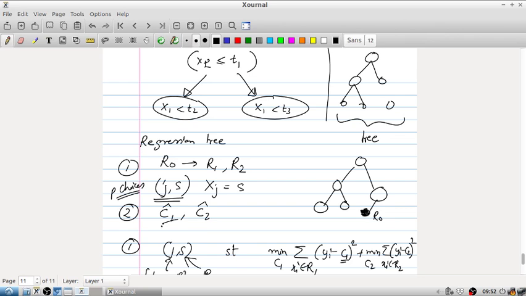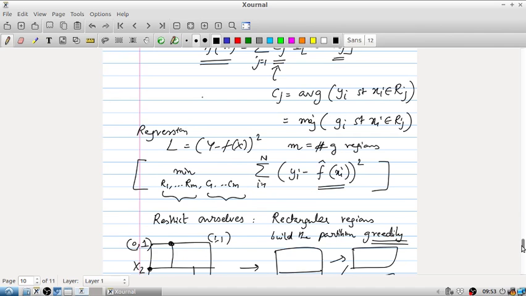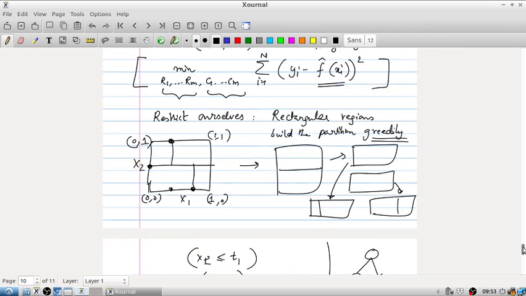That number is going to be, I put hats here, but those are the two numbers, and those numbers can be computed as written here. So the numbers can be computed this way. Either you take the average of all the y's such that xi's belong to that region, for regression, or for classification, you just take the majority vote of whichever class is the most occurring in that region. So given the regions, computing these numbers that you attach to each region is easy.